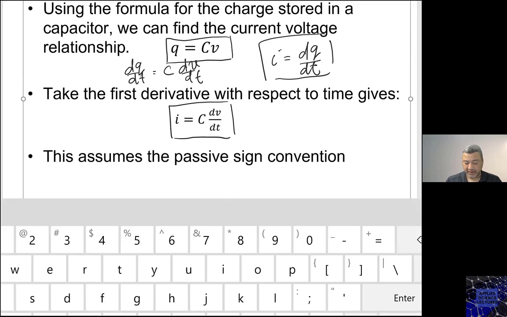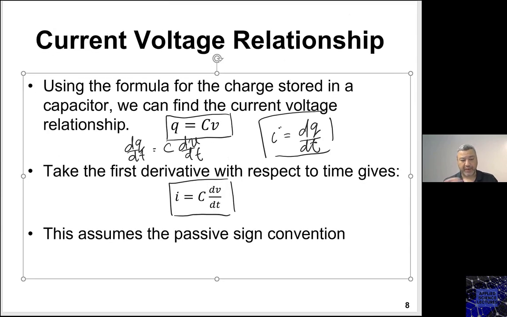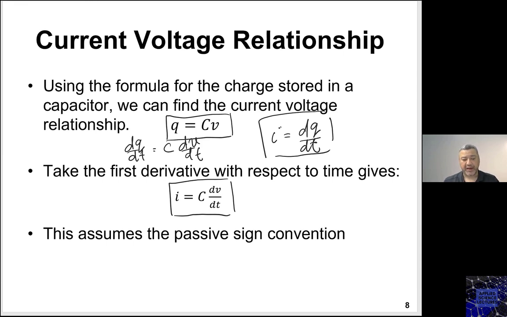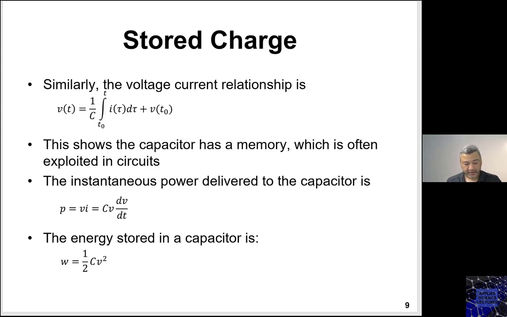And we said that the capacitor is going to follow my passive convention. So if the capacitor is being charged, we're basically working as a passive component, then the current is going to enter its positive terminal. Okay, so i equals C dV over dt.